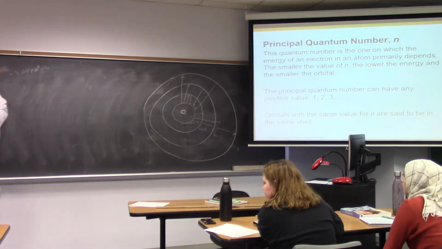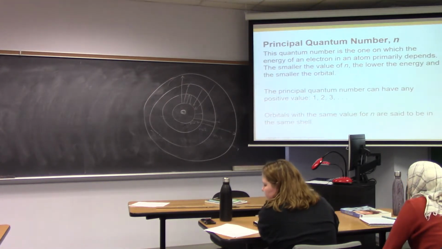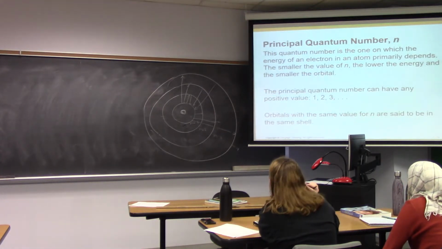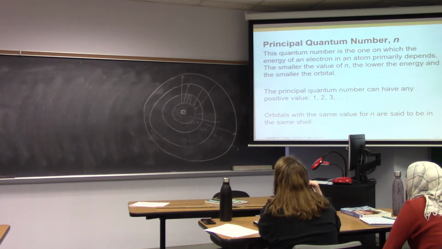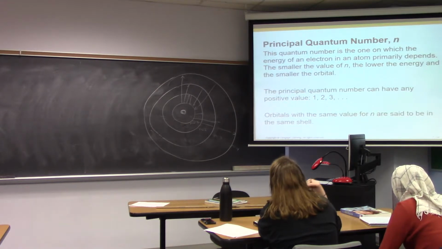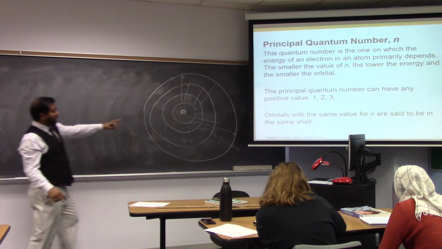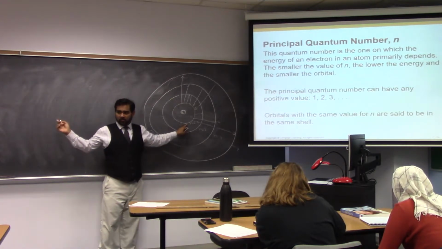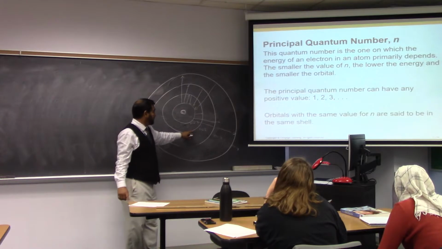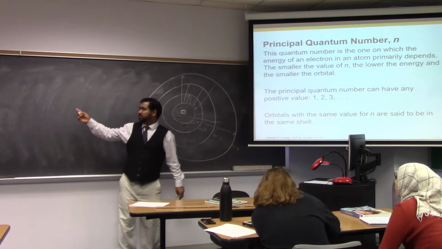The smaller n is, the lower the energy. The principal quantum number is the energy of an electron. So let's go with the principal quantum number, which is n. It could be 1, 2, 3, or 4. As you see, n equal to 1 means principal quantum number 1. n equal to 2 means principal quantum number 2. n equal to 3 means third level.